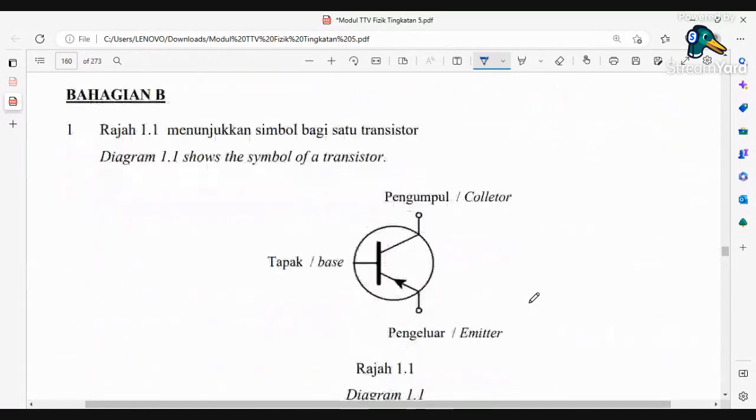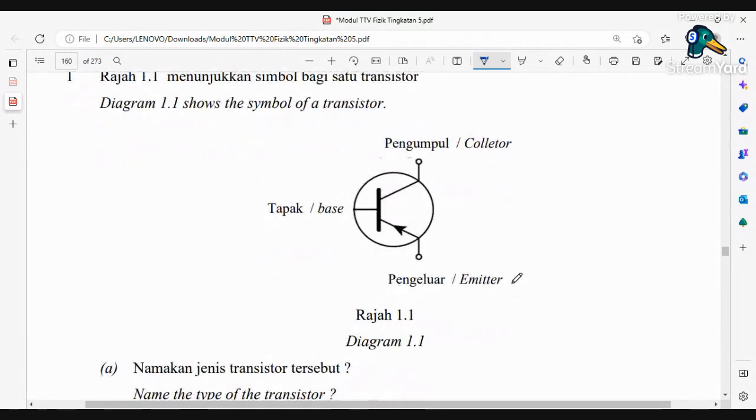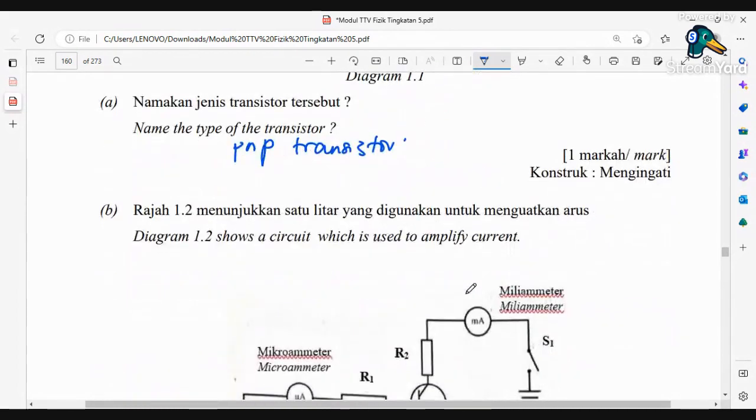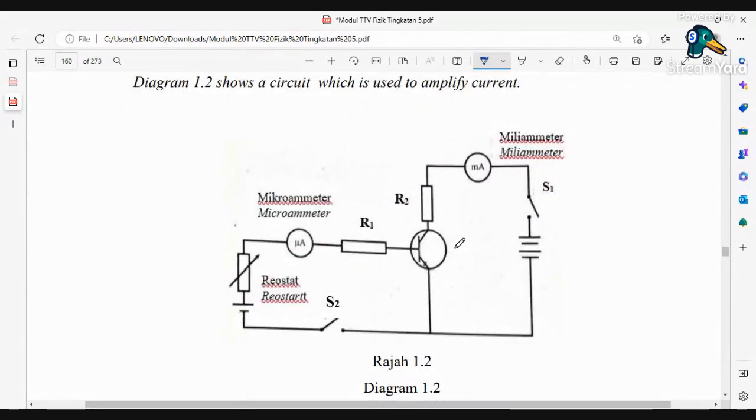Okay, section B. Diagram 1.1 shows the symbol of transistor. So you look at here, this is PNP. Okay, so this is PNP transistor. Diagram shows circuit to amplify current.